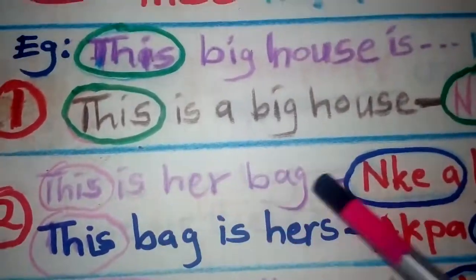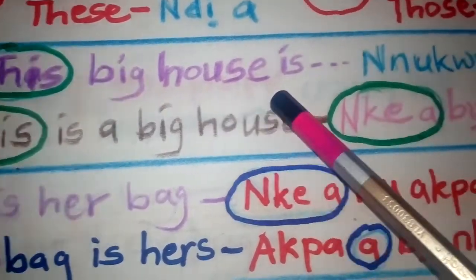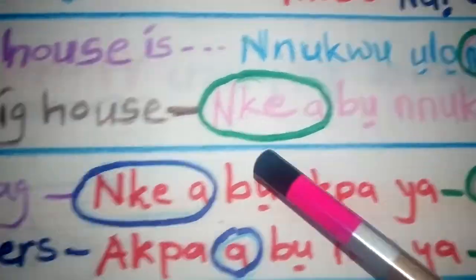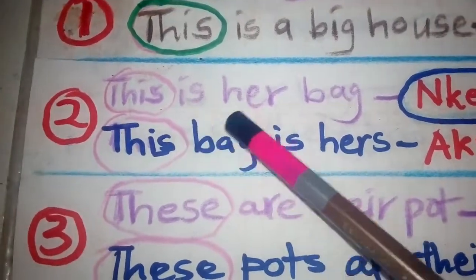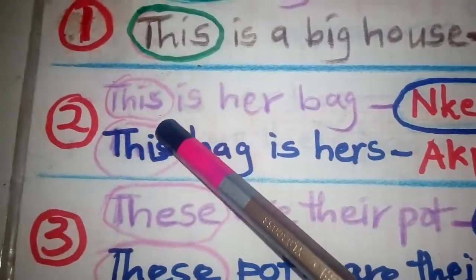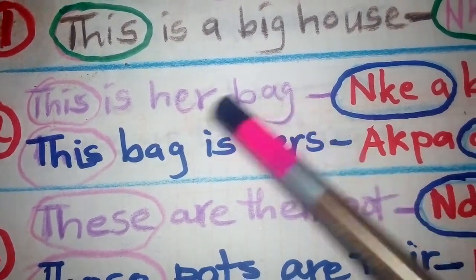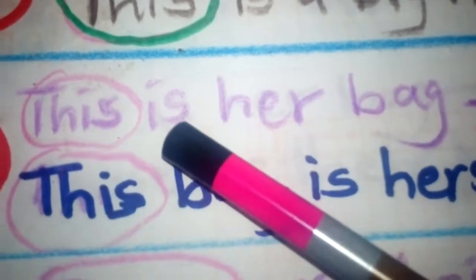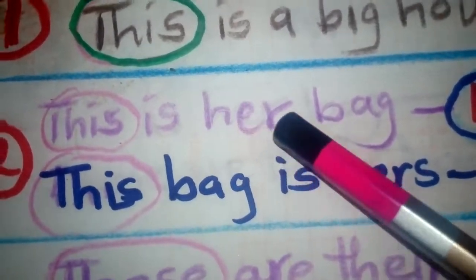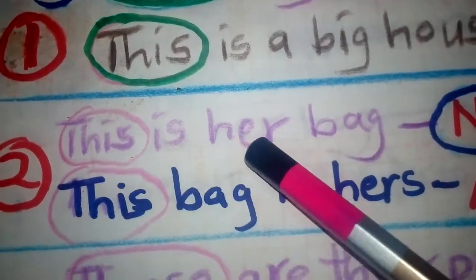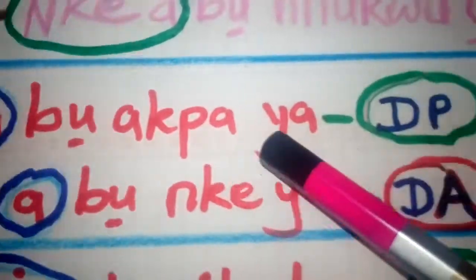So here we have "this is". I've talked about this. So, "this is her bag." It is a demonstrative pronoun because there is a link here. "This is" her bag. So it's pointing at the bag. It's a demonstrative pronoun. Nka bo abaya.